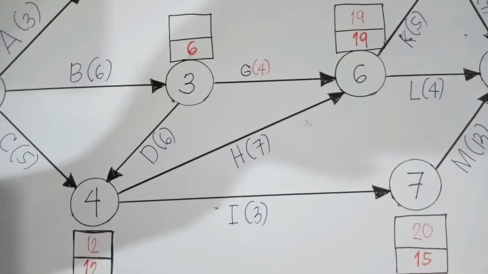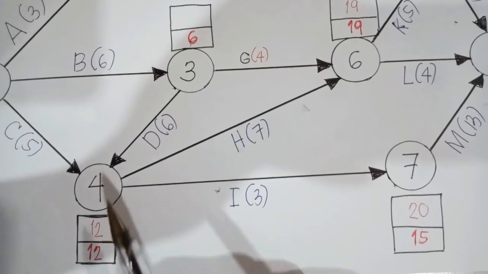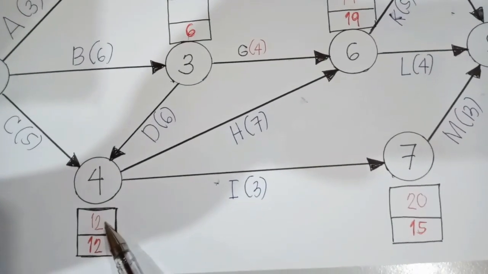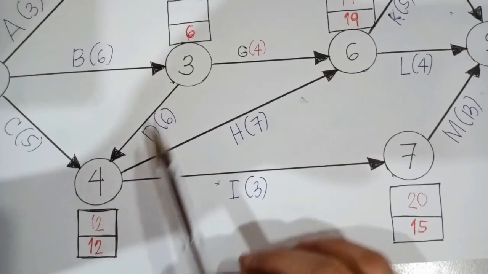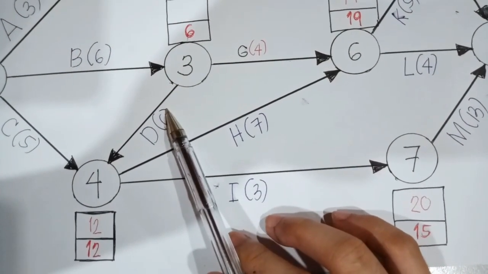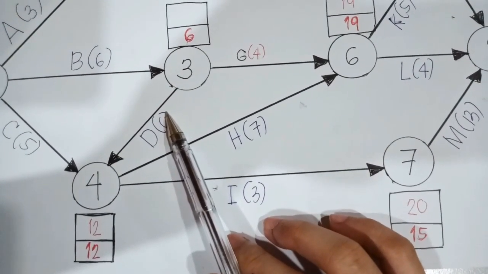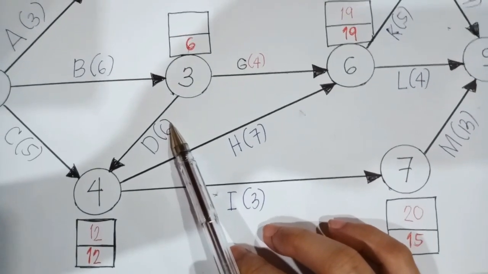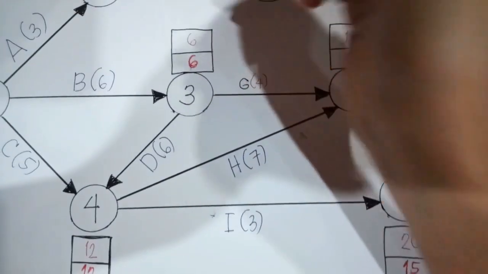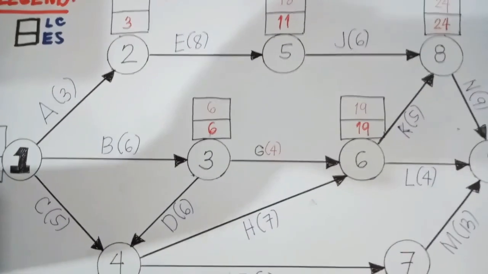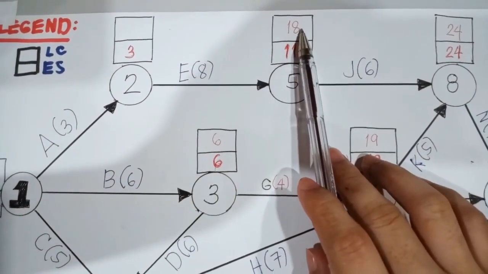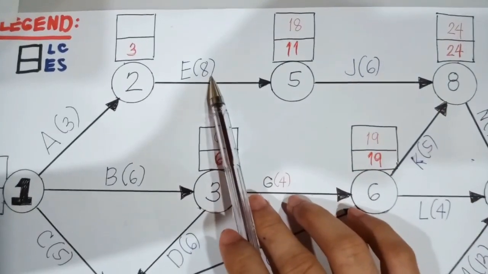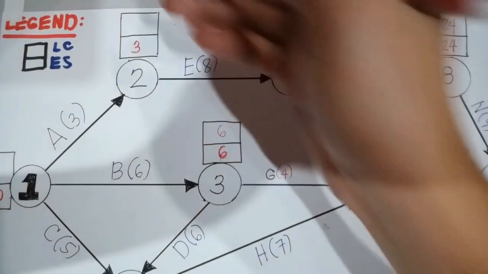And for node number 3, as you can notice, you have there 12, the latest completion time for node number 4, minus 6. So the latest completion time for our activity 3 would be 6. Okay? And for node number 2, you have there latest completion time 18 minus 8, so that would be 10.